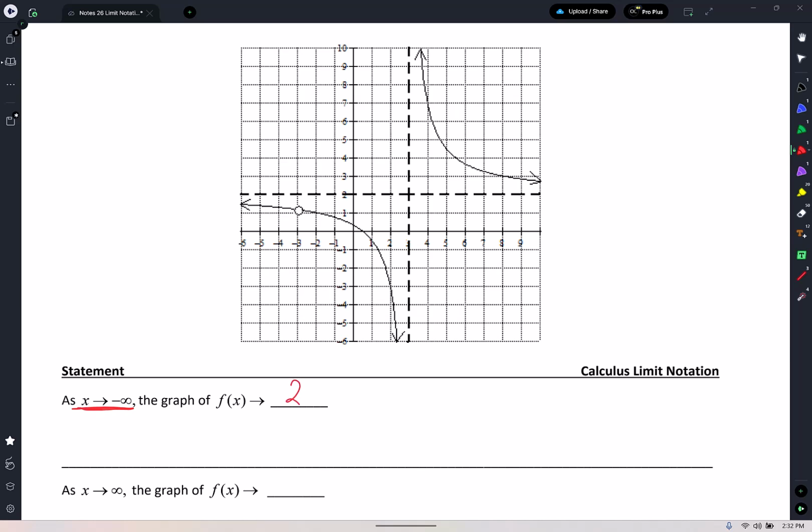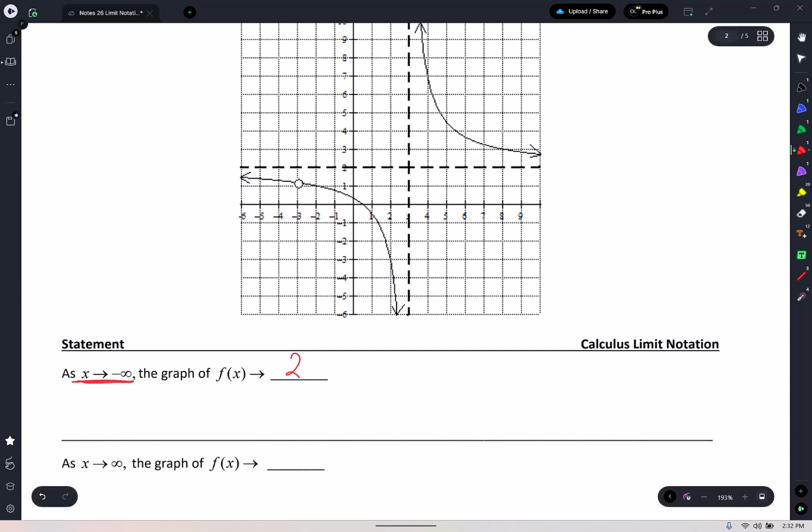Do you ever cross that line? No. It is possible to cross horizontal asymptotes. Vertical asymptotes you never cross. It is possible to cross horizontal asymptotes, but in this case, we don't. That's my end behavior. My end behavior is 2.